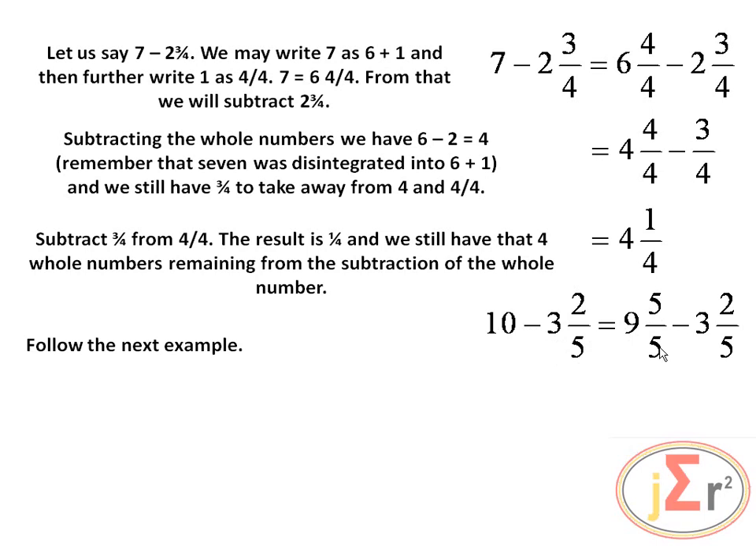and 5 over 5. And we take away 3 and 2 over 5. So 9 minus 3 is 6, and 5 minus 2 is 3. So we have 6 and 3/5. Then we have 5 over 5 minus 2 over 5, and the result is 3 over 5. So we have 6 and 3 over 5.